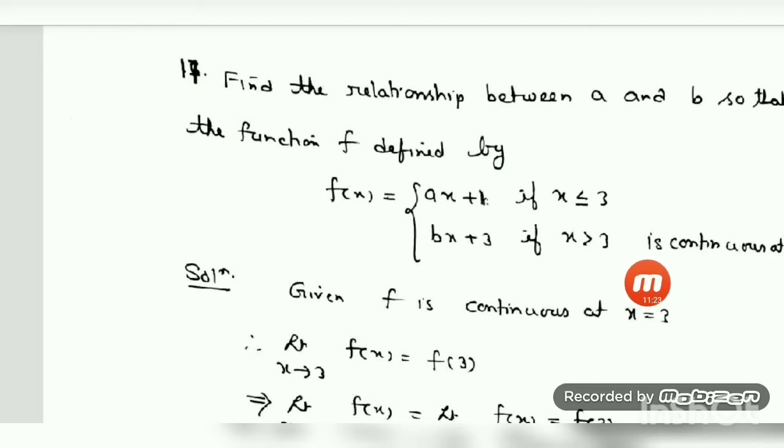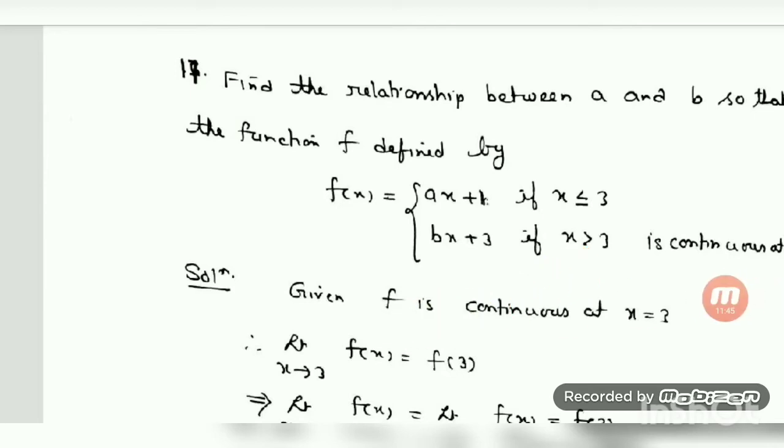So now you see, since it is given that the function is continuous at the point x equal to 3, our aim is to find out a relationship between a and b. So since it is continuous at the point x equal to 3, that means limit x tends to 3 f(x) value is equal to f(3). And 3 is the critical point here. So less than 3 and greater than 3 the function is defined in two different ways.